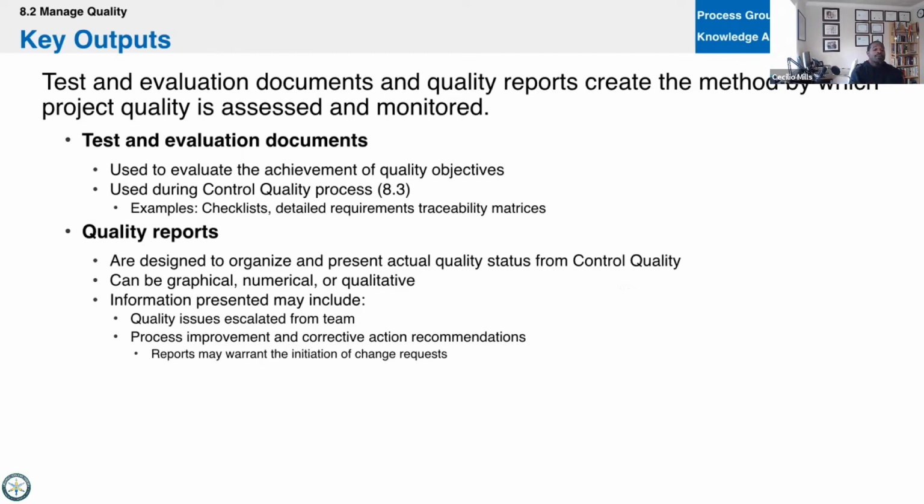And then based on that, we get this quality report. And it'll tell us, right, whether it's graphical, numerical, could just be in words, qualitative, but it'll tell us what our error or defect rate is, what the sources are, how we could possibly correct them if we need to, or maybe there's preventative action that we need to take, because that's the PMI way, prevent errors from happening in the first place. We don't want to correct them. We want to prevent them. All right, so these are the outputs that we're getting from this process, from quality control.